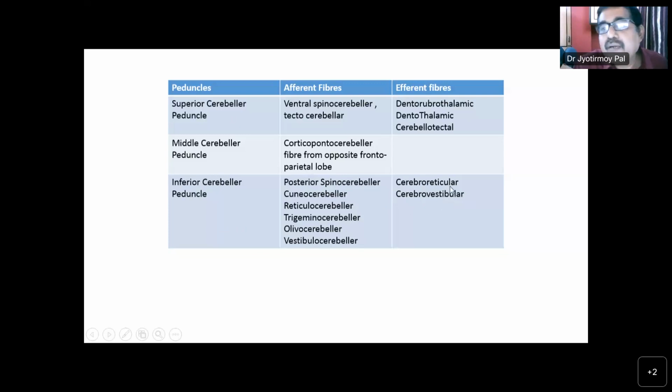So the efferent fibers control the axial and proximal muscle movement, because vestibulospinal and reticulospinal fibers are responsible for proximal limb muscle movement, and rubrospinal fiber is responsible for distal muscle movement. When you see the cross section of the spinal cord anatomy, this information is very important to understand the case of paraplegia or quadriplegia.